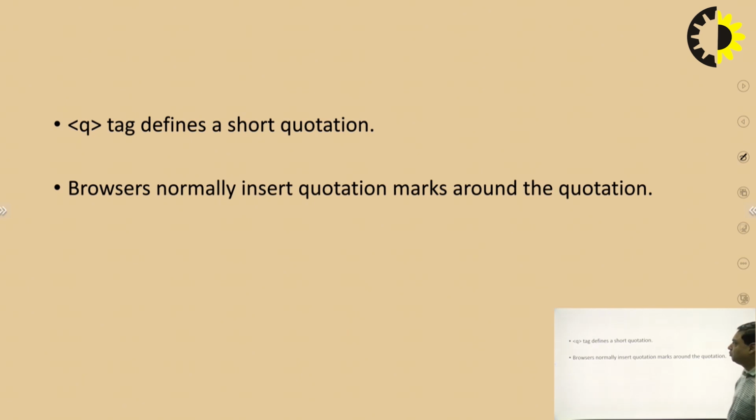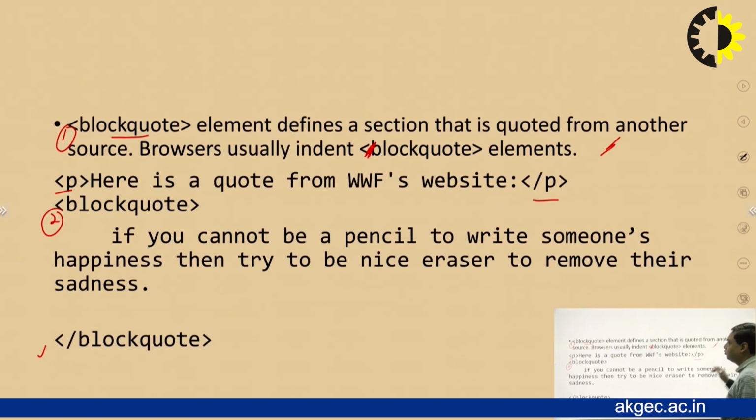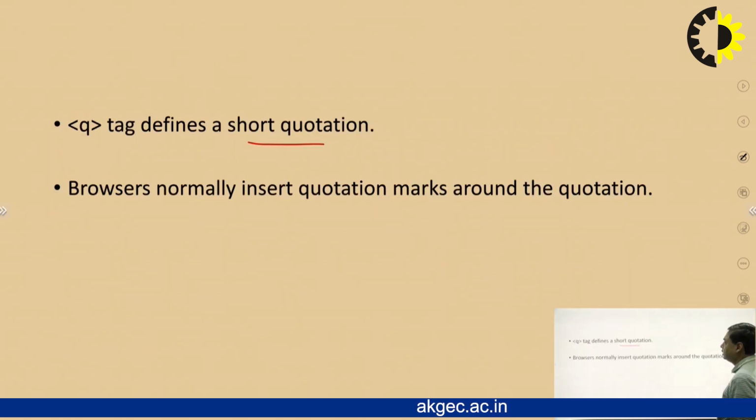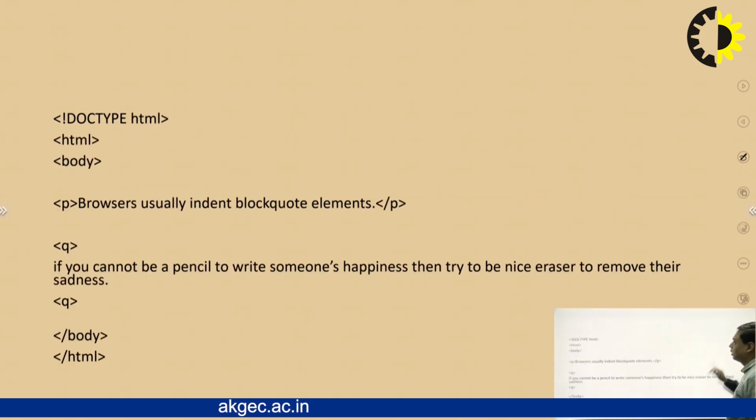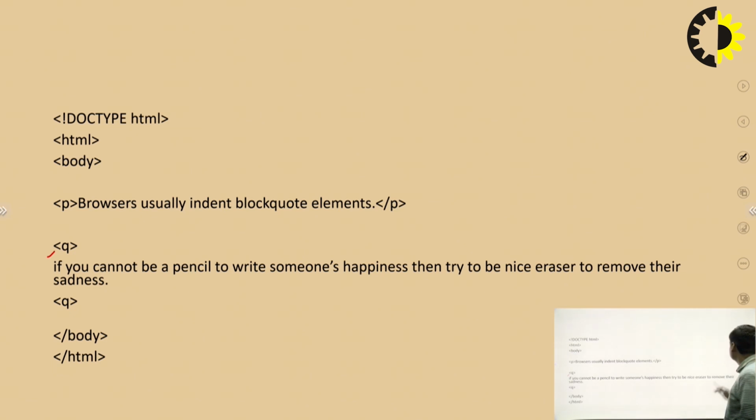Now, the short form of blockquote is the Q tag. It is also used for short quotations. So instead of using blockquote, you can use its short form, that is Q. It is also used for quotations. And here is an example. Instead of using the word blockquote, we are using only the Q tag to display the quotation.